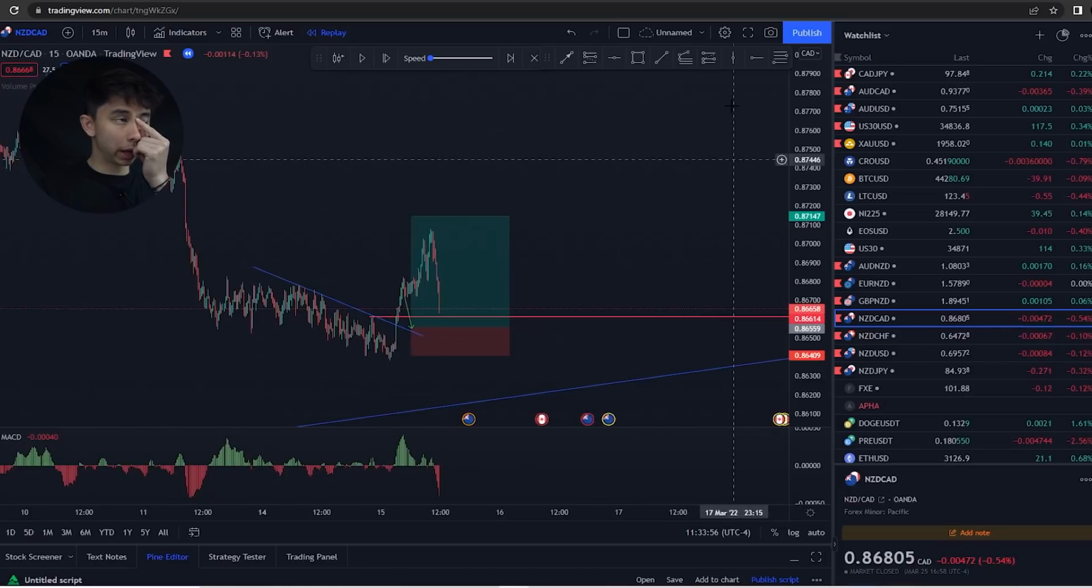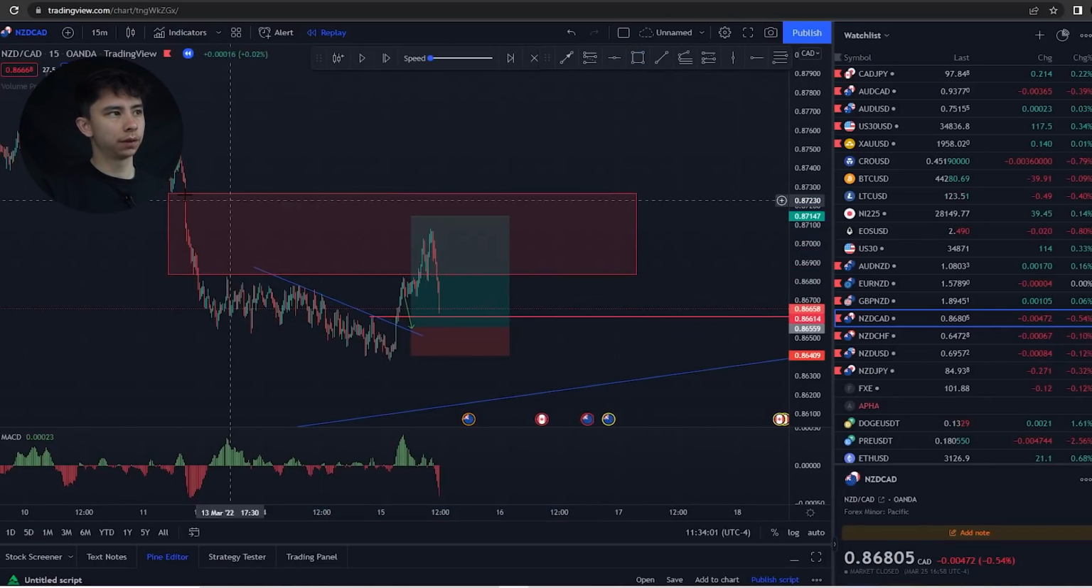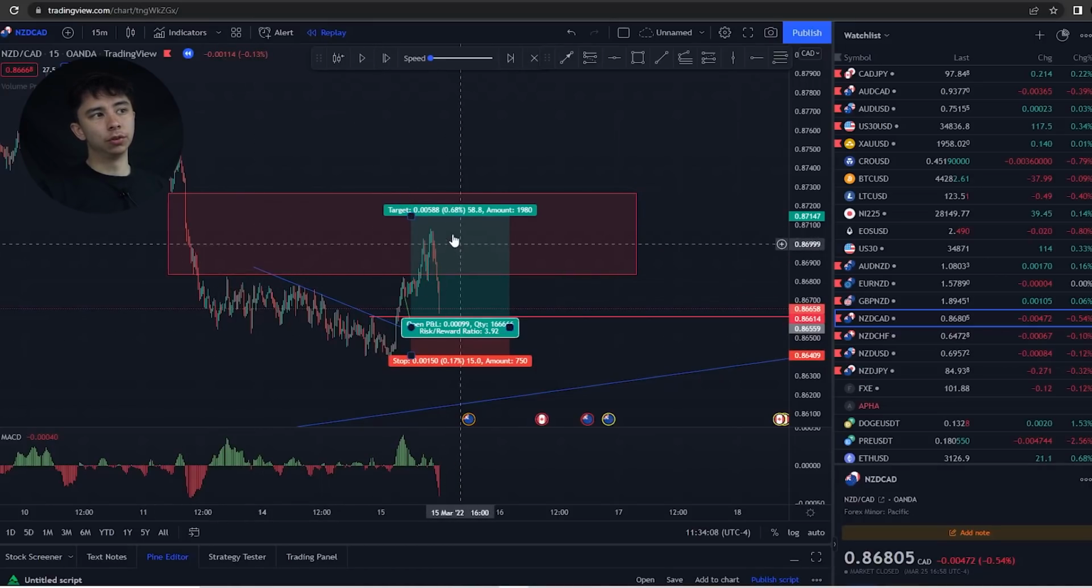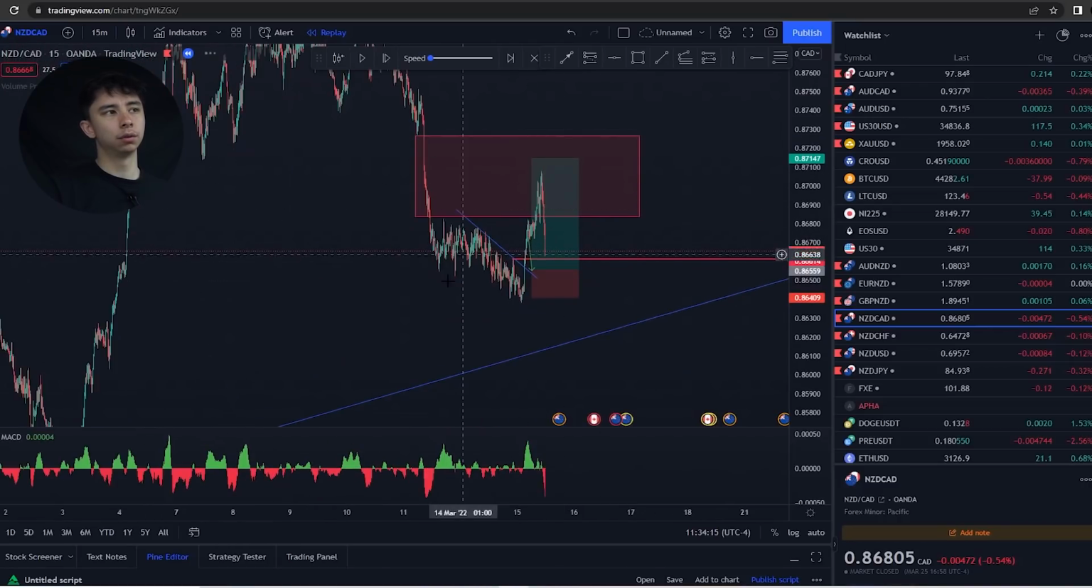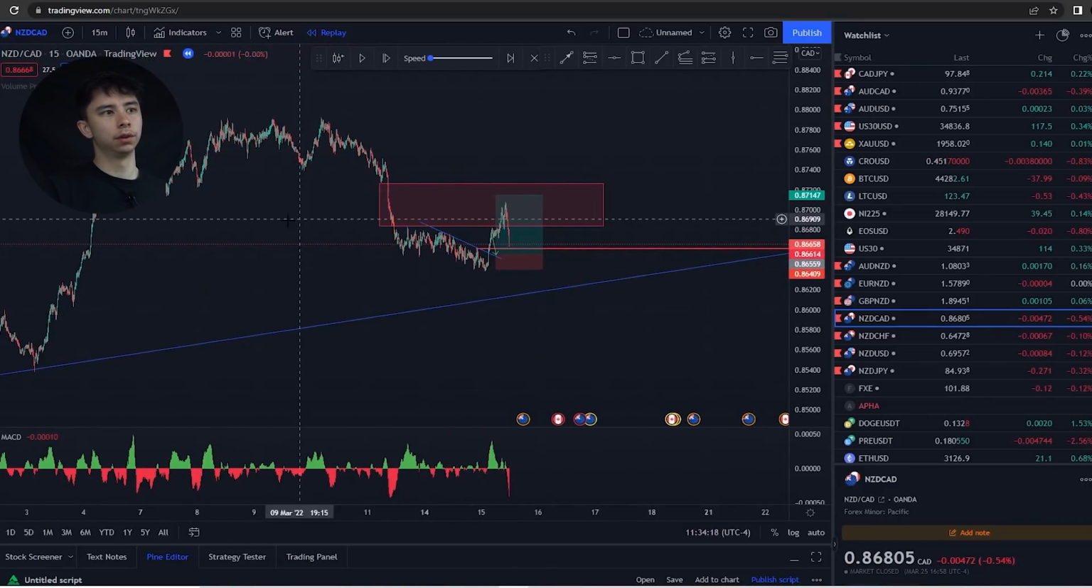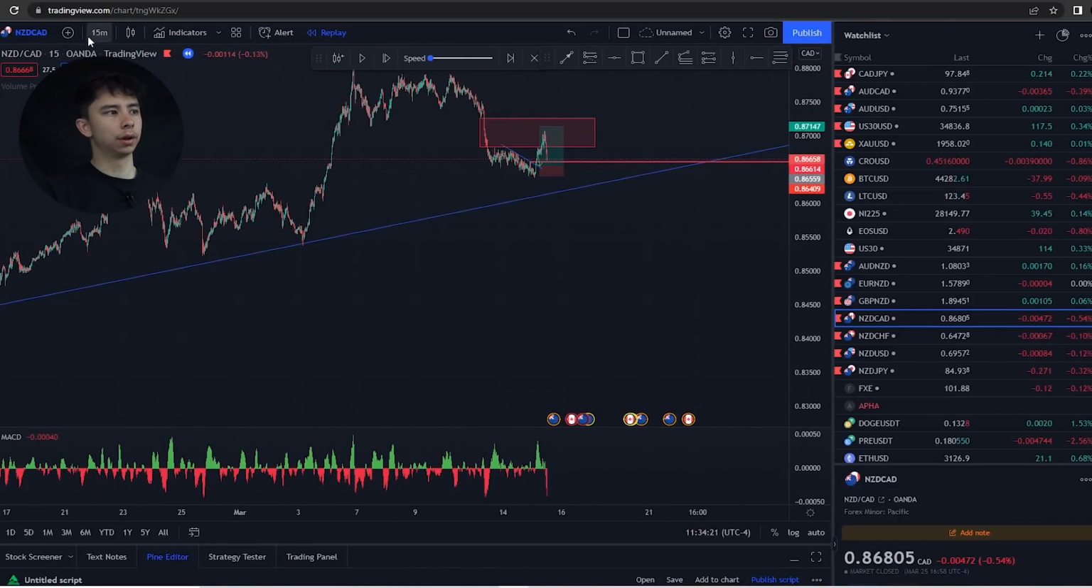Also, as we can see, we had this big imbalance or gap right here. There wasn't a lot of price action that went on in this area. We just kind of had a nice impulse down. So when price did come back up into this zone, it's already filled out this imbalance that happened here. So there is no reason that price should continue higher, and price will most likely continue down back to this long-term trend line that we marked out here.